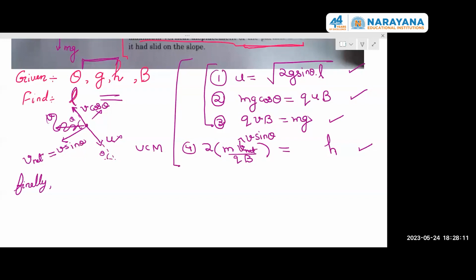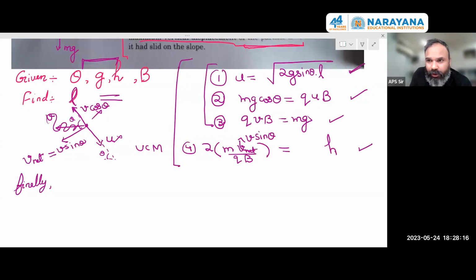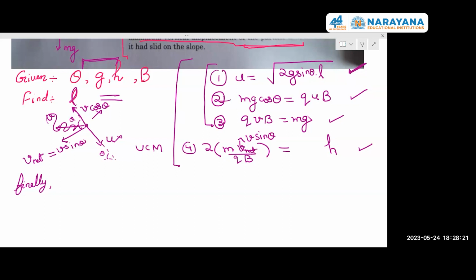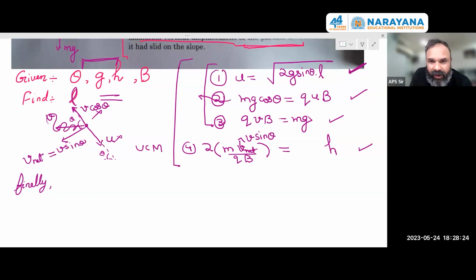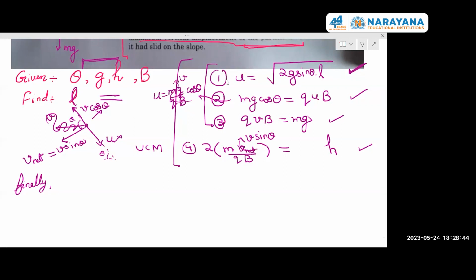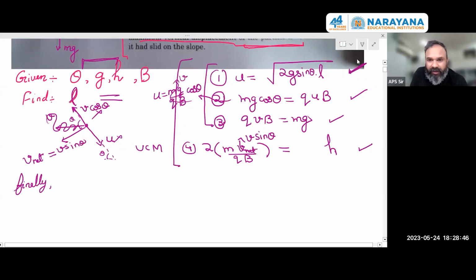Can you once explain v cos theta equal to u once again? How did you get the value of u? How do you prove v cos theta equals u? So look into the second equation carefully. I got u is equal to mg upon qB into cos theta. But mg upon qB I have already written as v. So u was equal to v cos theta. So this will now cancel out this component and it becomes only v sin theta. Yes, sir.